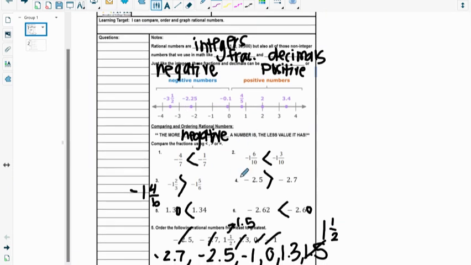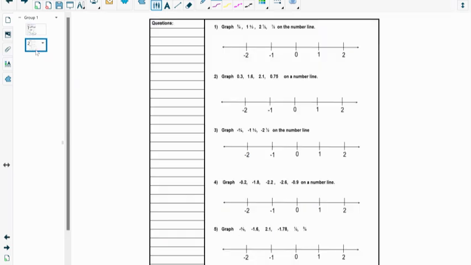Okay, so that's how we would compare and order rational numbers. Next thing we're going to have to do is graph them. So graphing, these are all starting positive, graphing 3/4. Well, if we were to count by fourths, it'd be like 1/4, 2/4, 3/4. That would be right about here. We put a nice big dot, and then we label it with the number 3/4.